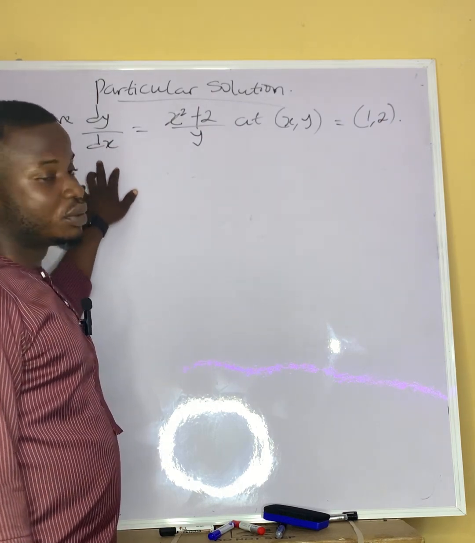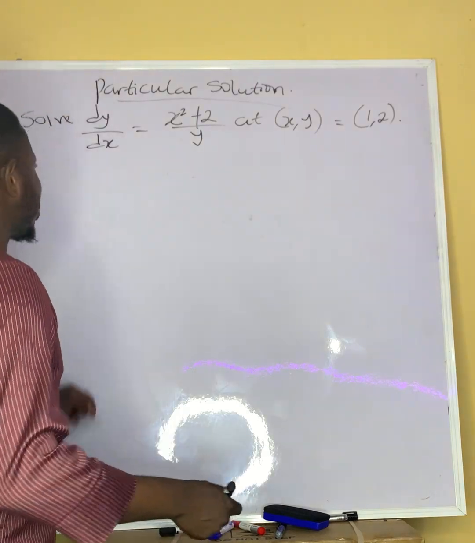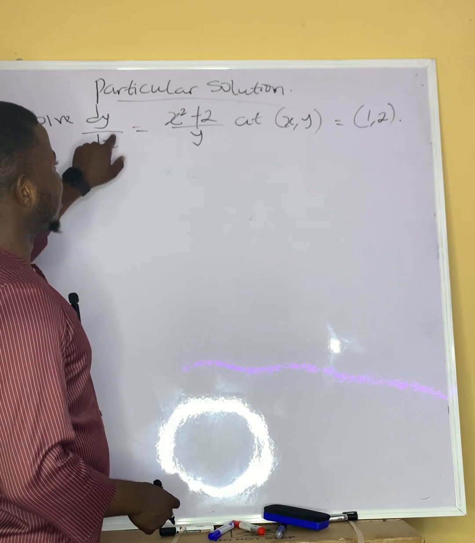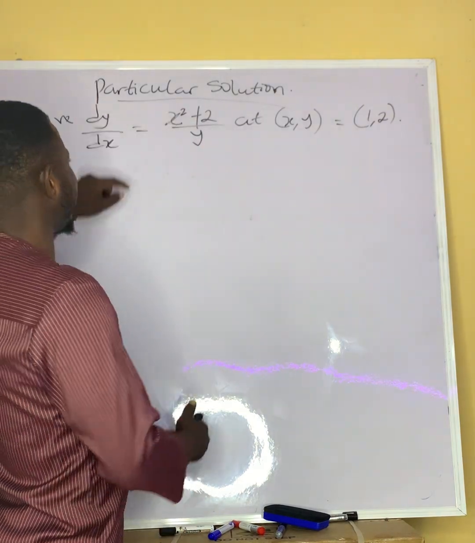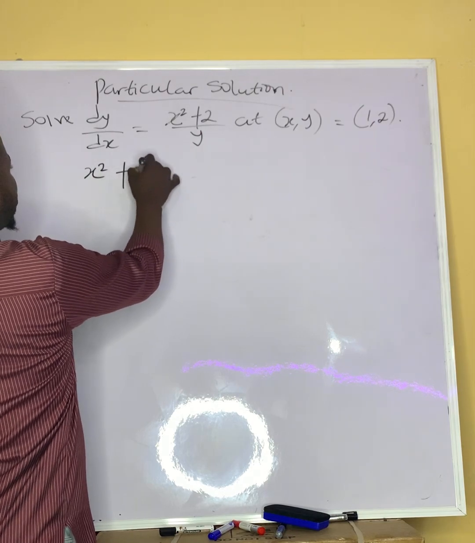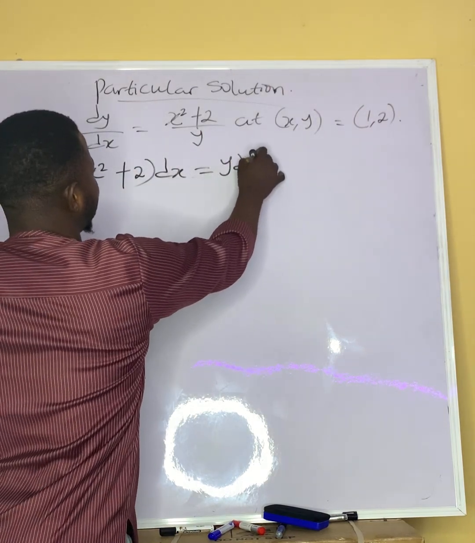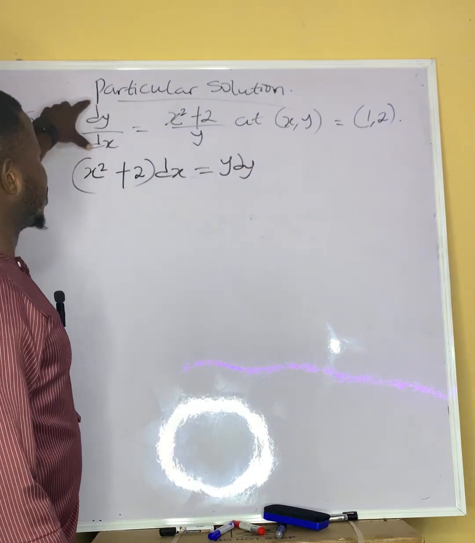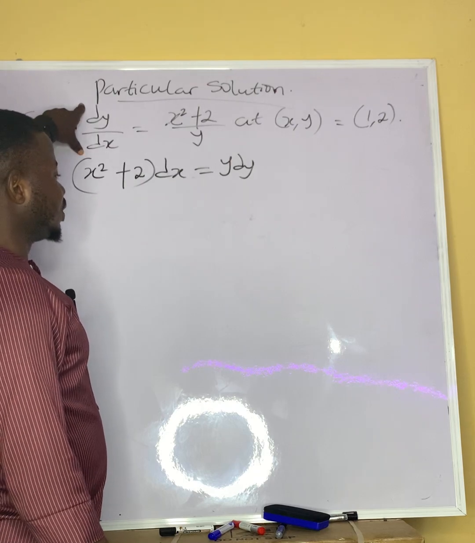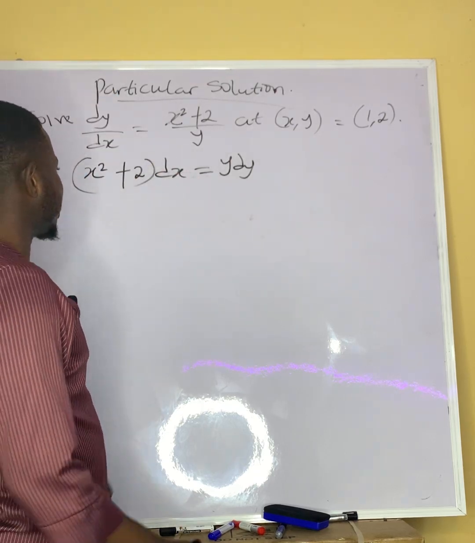Now the first thing that we need to do here is to write this in standard differential form. To do that, we'll cross multiply. So this will multiply this, and this one will multiply this one. By the time we cross multiply, we're going to have (x squared + 2) dx = y dy. We need to cross multiply so that we can put this in standard differential form, so that we can separate the variables, then we'll integrate both sides.